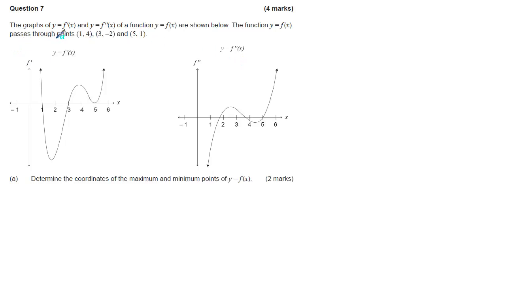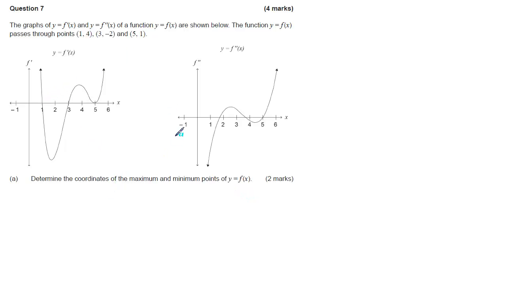The graphs of y equals f dashed x and y equals f double dashed x of a function y equals f of x are shown below. The function y equals f of x passes through the points (1, 4), (3, -2), and (5, 1). Determine the coordinates of the maximum and minimum points of y equals f of x.